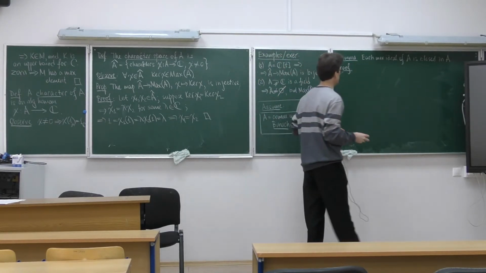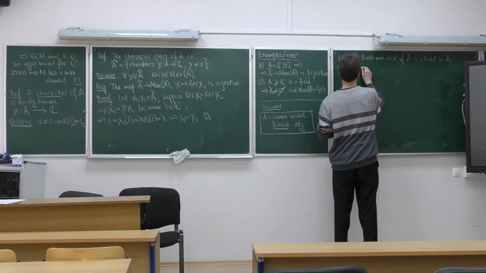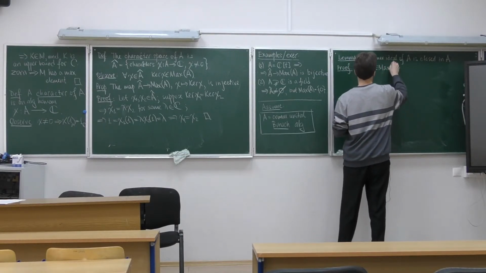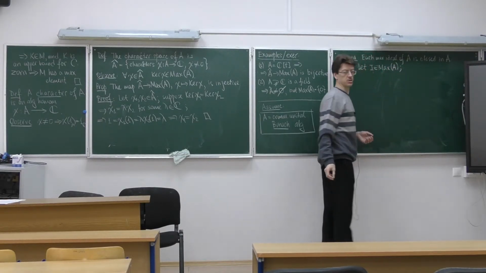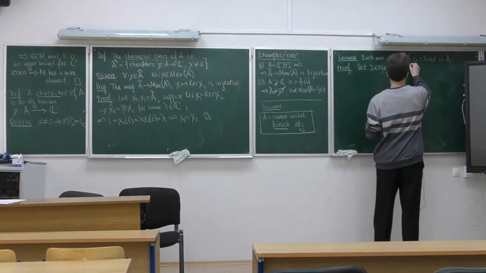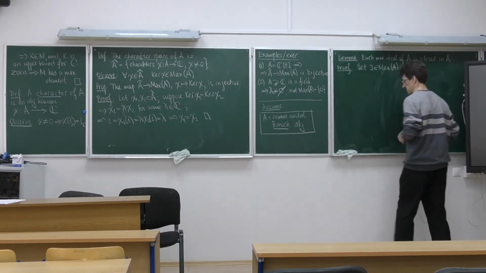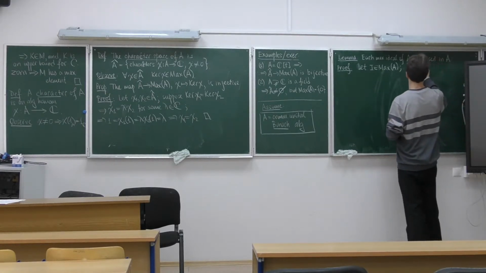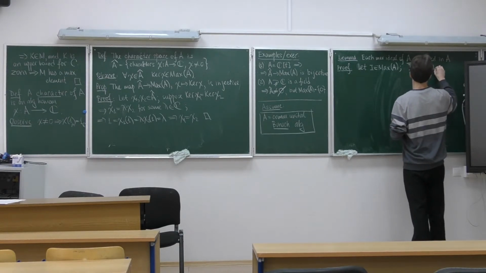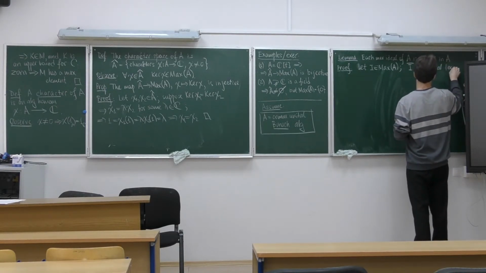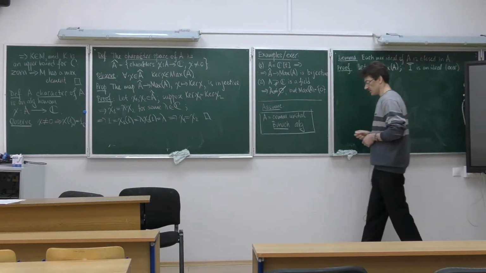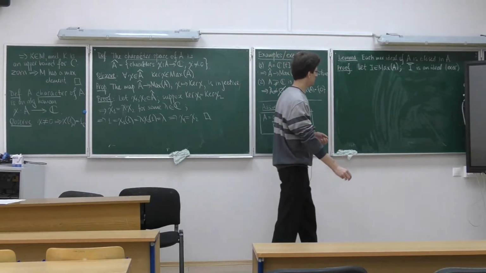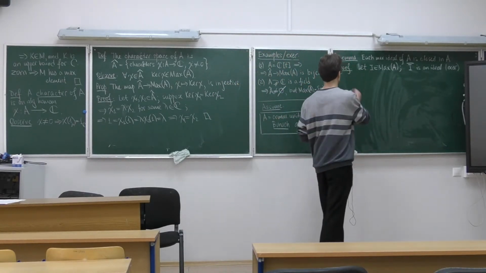Well, let's take a maximal ideal I, and let's take the closure of I. It's a simple exercise to show that the closure of an ideal is also an ideal. This really follows from the continuity of the multiplication in A. So the closure of I is an ideal, and let's assume that I is not closed.